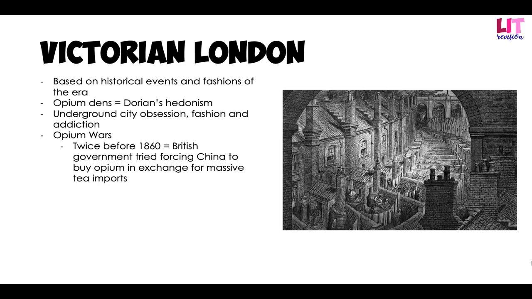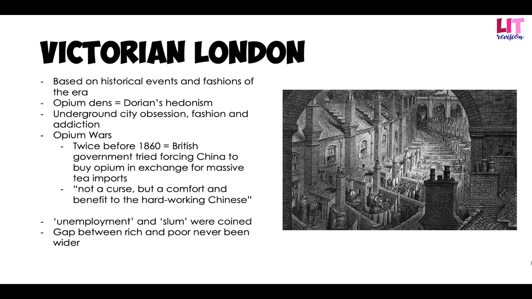Twice before 1860, the British government, unwilling to pay in silver for its massive tea imports from China, went to war to force China to import and buy opium from Britain. According to the British firm who profited most, they claimed that it was not a curse but a comfort and benefit to the hard-working Chinese. And to us, in today's society, this seems like a disgusting thing to say.